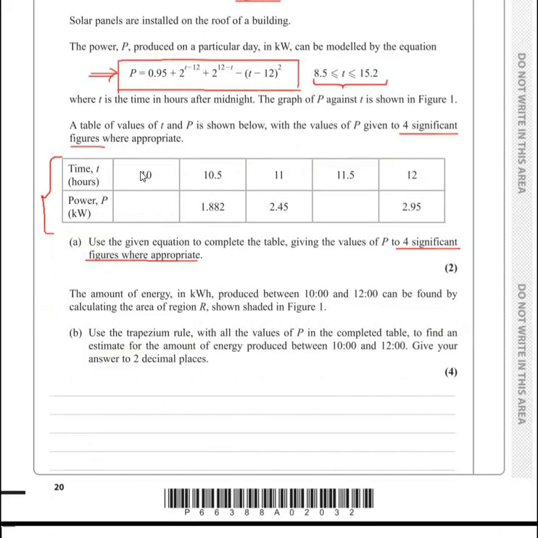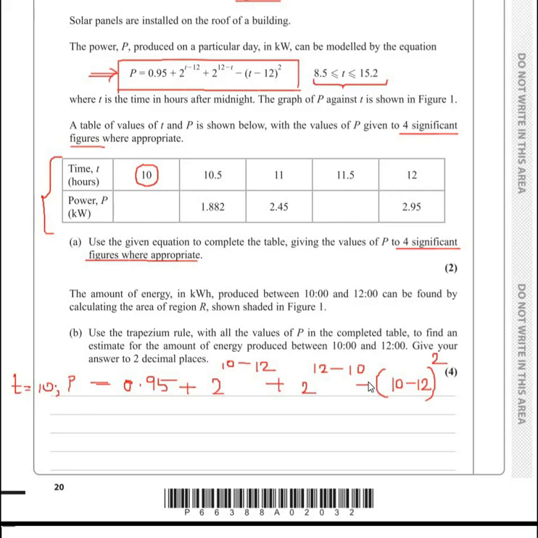Alright, for the first one where time is 10 hours, we have to take P equal to 0.95 plus 2 raised to the power of 10 minus 12. So wherever you see the T, replace it with 10: plus 2 to the power of 12 minus 10, minus (10 minus 12) to the power of 2. This is at T equal to 10.